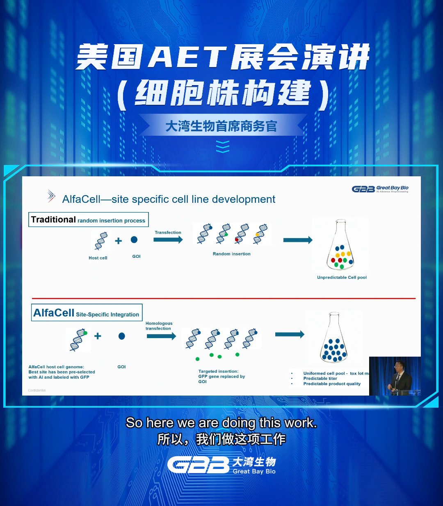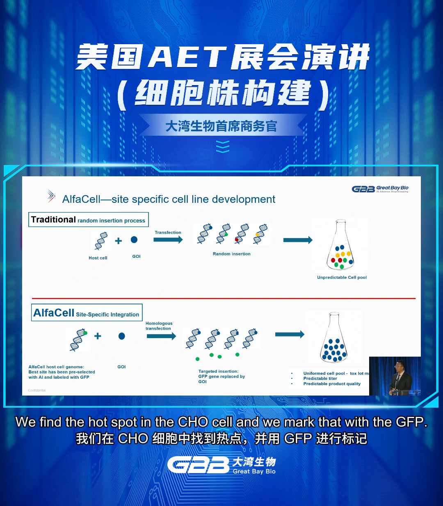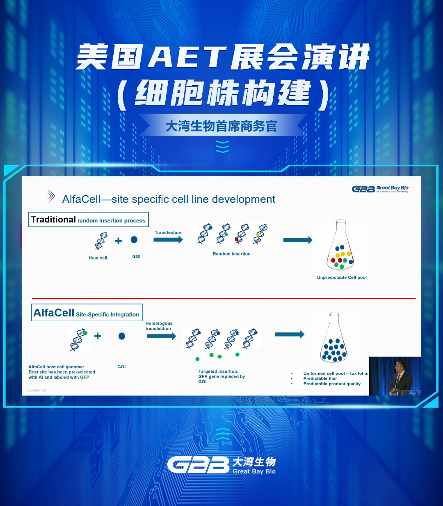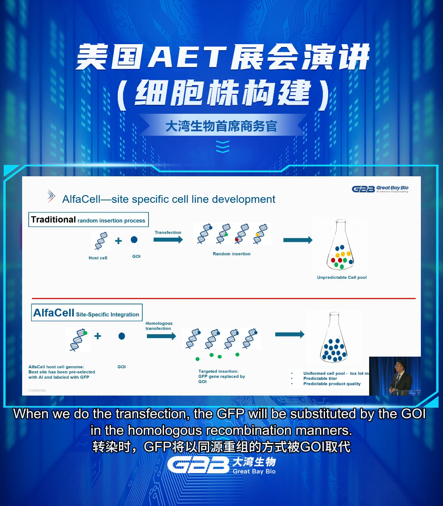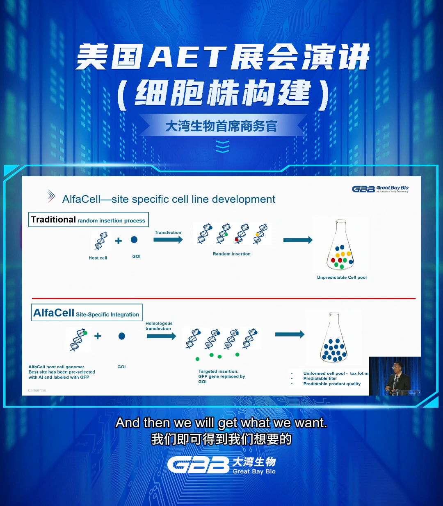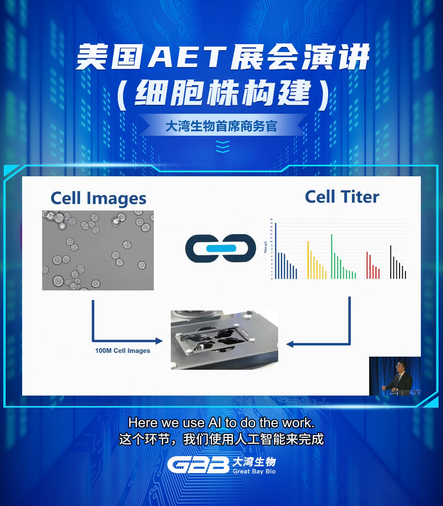So here is how we do this work. We find the hotspot in the CHO cell and mark it with GFP. When we do the transfection, the GFP will be substituted by the GOI in a homologous recombination manner, and then we will get what we want. The most important thing here is the hotspot. How can we find it? Here we use AI to do the work.